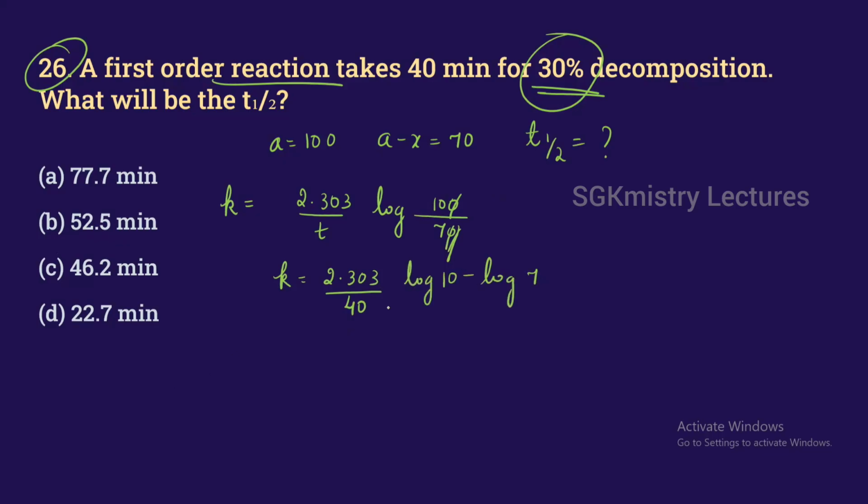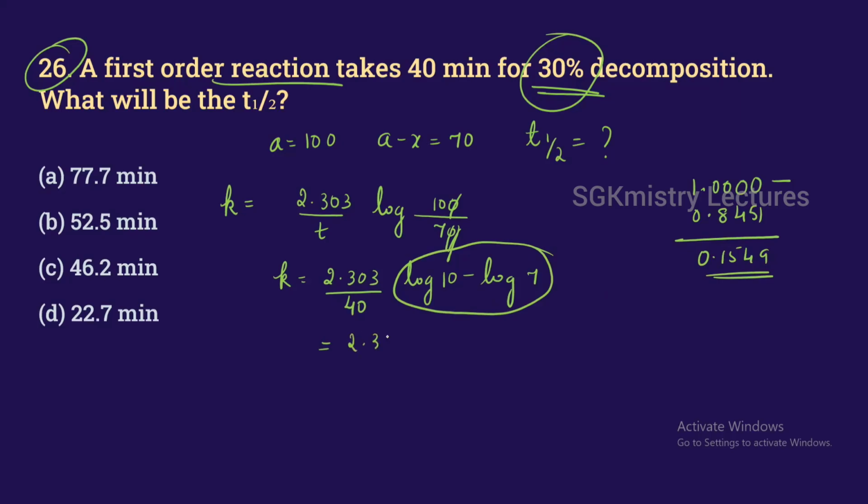Okay. So we have the log of 10 is nothing but 1. So let me write it. 1 minus log of 7. I told you, you need to remember. So 8451. So we have 0.1549. So this value we already have: 2.303 into 0.1549 divided by 40. That is nothing but K.